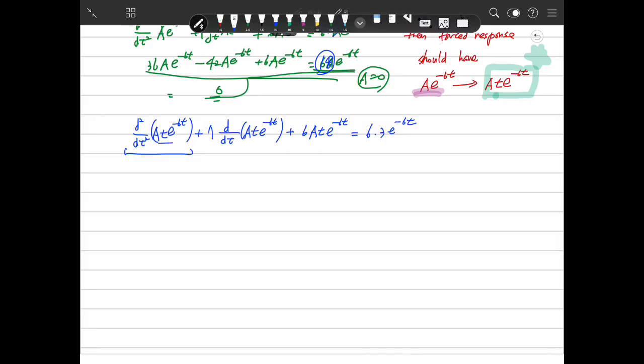Then at first, with the derivative here, d/dt of A t exponential minus 6t, minus 6 A t exponential minus 6t plus 7 A exponential minus 6t, and minus 6 A t exponential minus 6t plus 6 A exponential minus 6t equals 18 exponential minus 6t here.